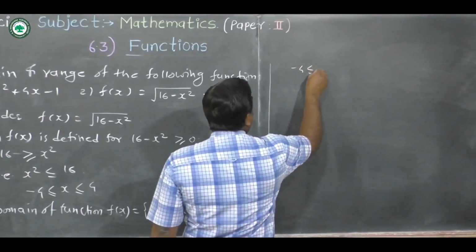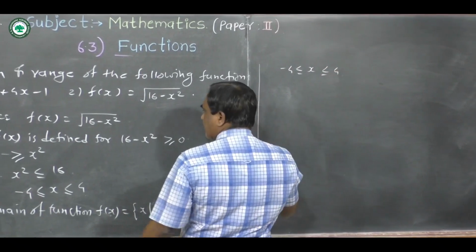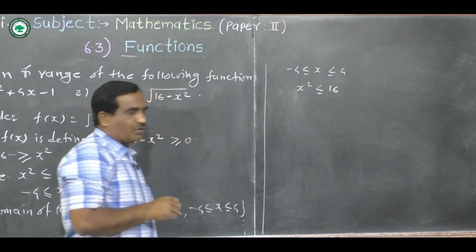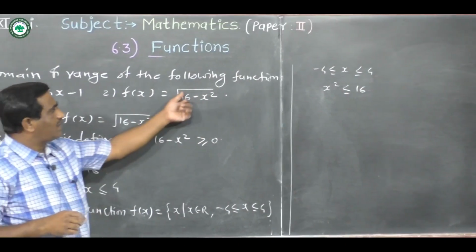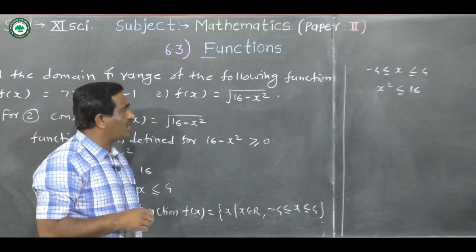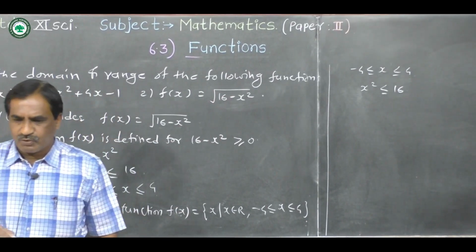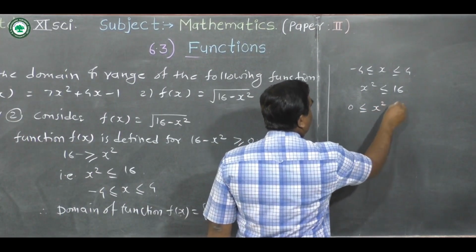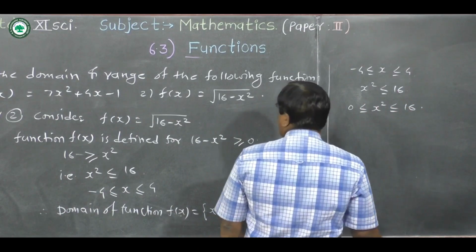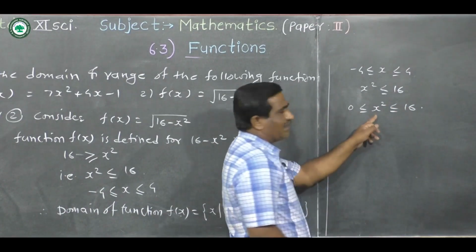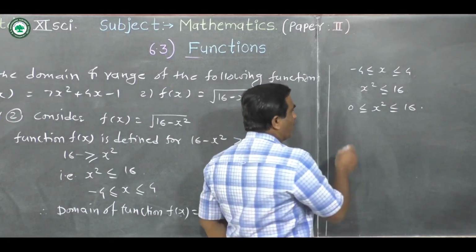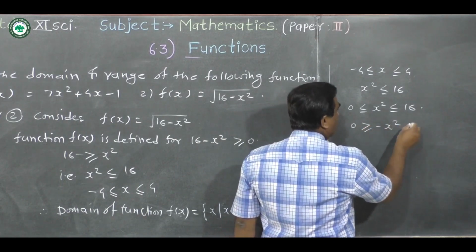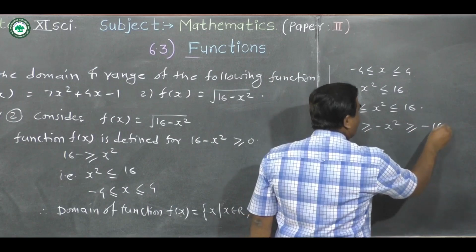Now minus 4 less than or equal to x less than or equal to 4, this becomes x square less than or equal to 16. Now we have to adjust this function under root 16 minus x square. Therefore we can write 0 less than or equal to x square less than or equal to 16. Now we want minus x square, so multiply the inequality by minus sign, then we can write 0 greater than or equal to minus x square greater than or equal to minus 16.